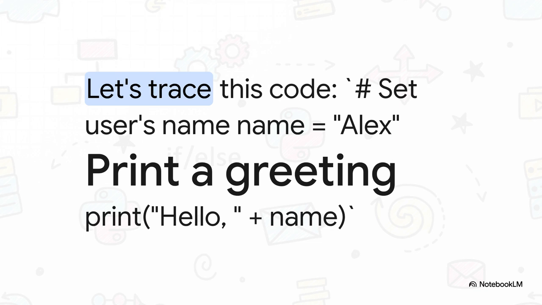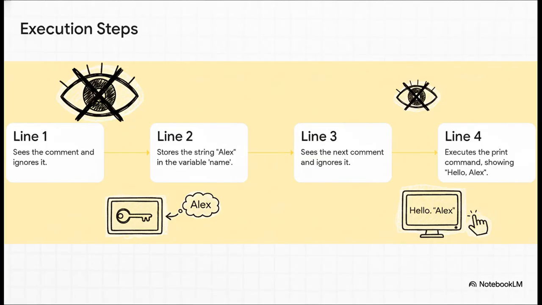So how does Python actually process this? Let's walk through it step by step. First, Python sees that comment on line 1 and just skips right over it. Then, on line 2, it takes the string Alex and stores it in a little memory box called name. Next, it gets to the comment on line 3 and, you guessed it, ignores that one too. Finally, on line 4, it gets to the print command. It looks inside that name box, finds the string Alex, and then displays Hello Alex on the screen. Simple, sequential, top to bottom.